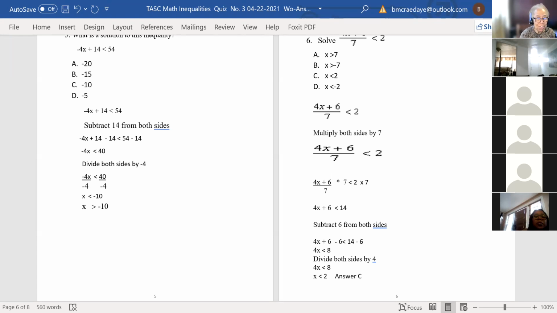Okay, I'm using the asterisk for multiplication because I have an X here as a variable. So 4x plus 6 over 7 multiplied by 7. Remember, you can use the dot, or you can use the asterisk, or you can use the X for multiplication symbols. Okay. Yes. So there's a system to this.